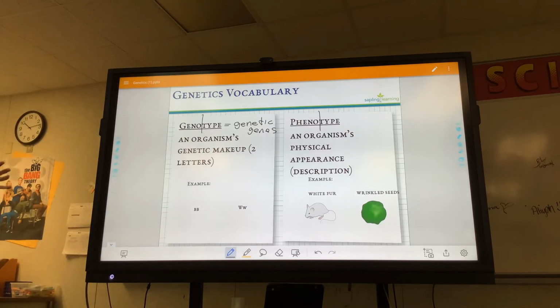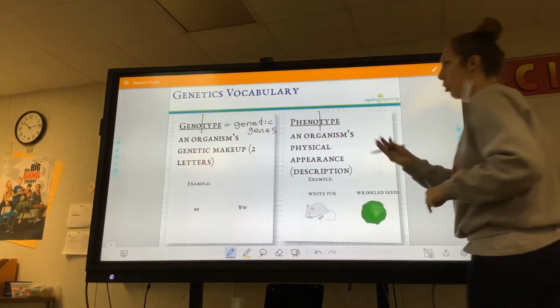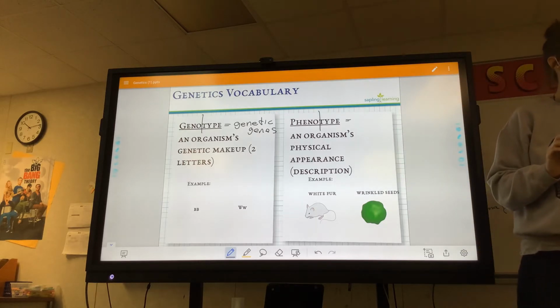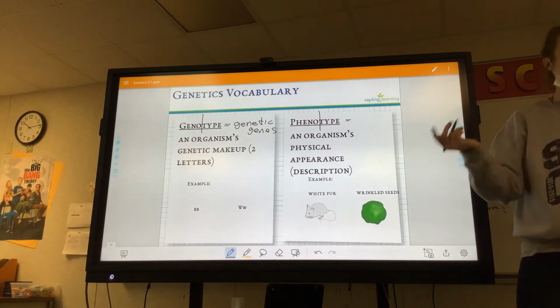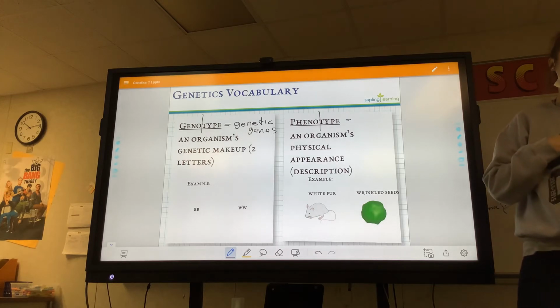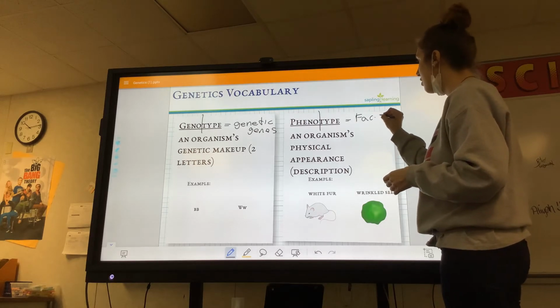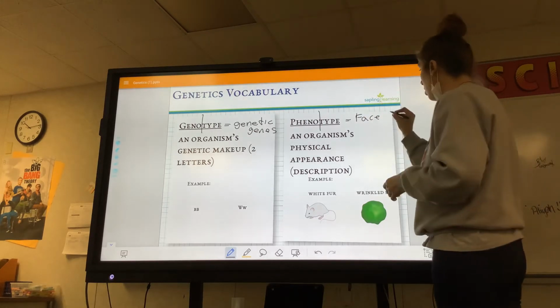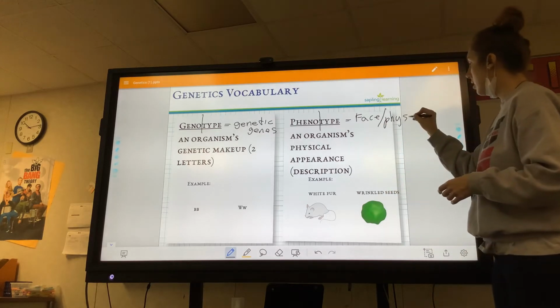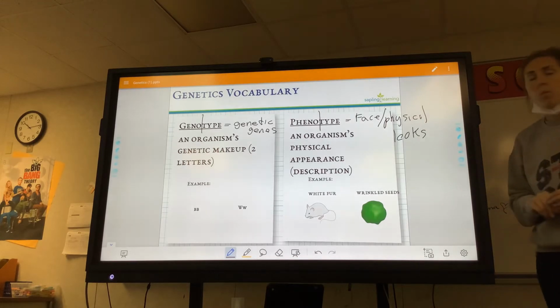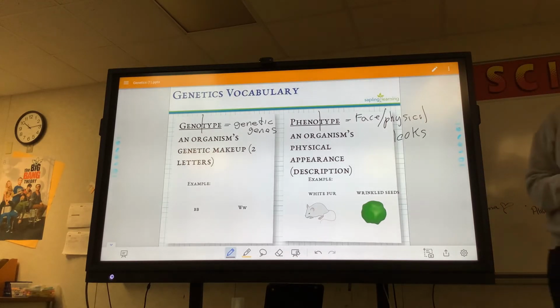So when I ask for a genotype, I'm asking for the genes. Now, pheno, you know how the PH sounds like an F? Like phone sounds like an F, like little kids spelling phone F-O-N-E, and you're like, oh, that's cute. So phenotype, think of it as your face, your physical looks. Okay? And when I say, what is that person's phenotype, all I'm asking you is, what do they look like?